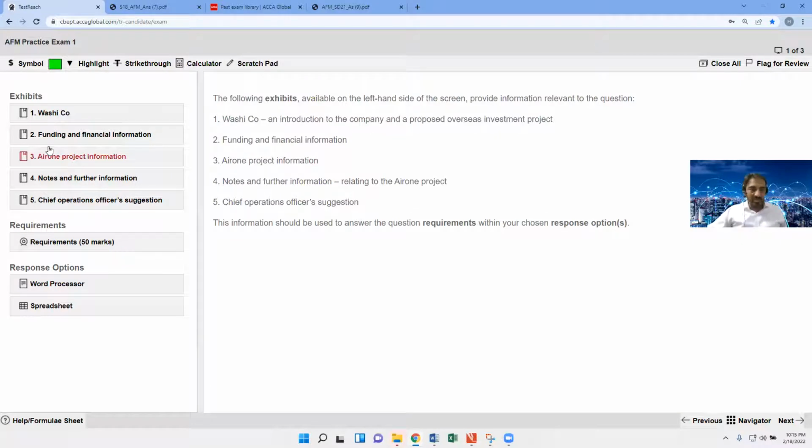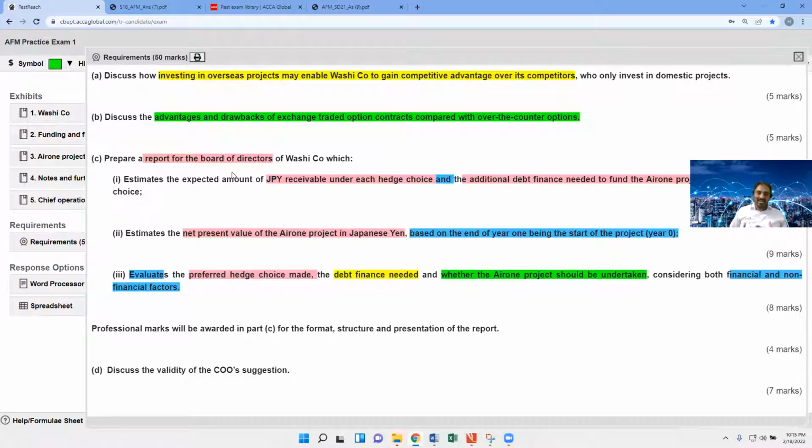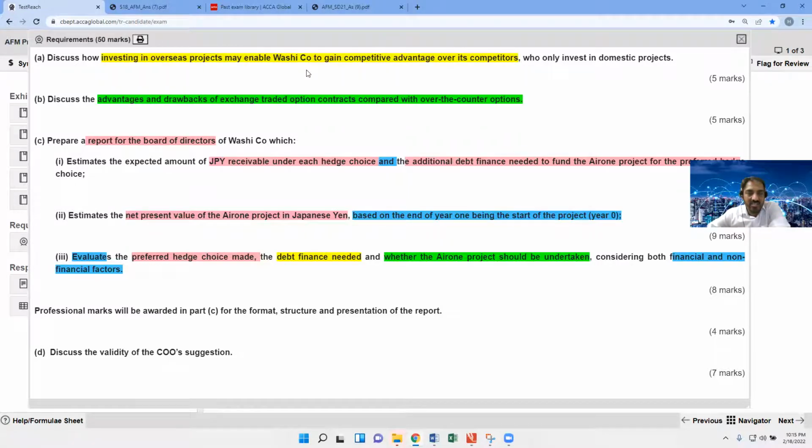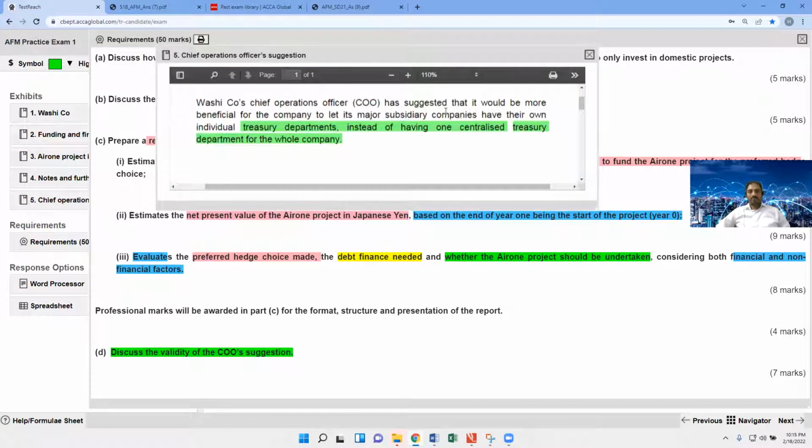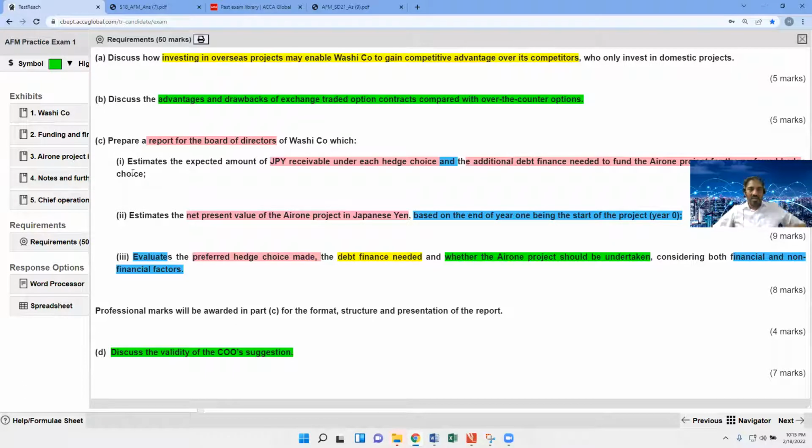So this is the comprehensive reading of the question. Once again, after reading the question, you have to read the requirement. Discuss how investing in the overseas project may help the washing company gain competitive advantage. Discuss the advantage and drawback of the traded option versus over the counter, 5 marks. And the D part, the suggestion about decentralization of the central treasury department. Then the report: prepare a report for the board of directors on the expected amount of the JPY receivable under the hedge.